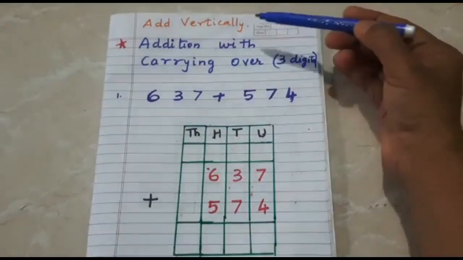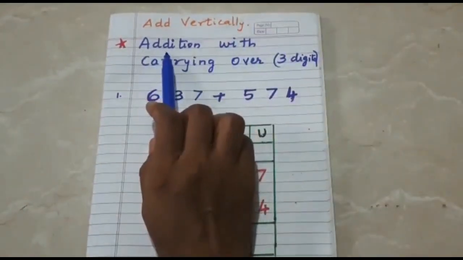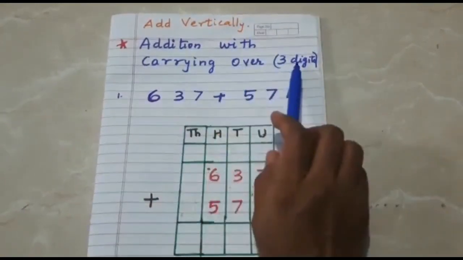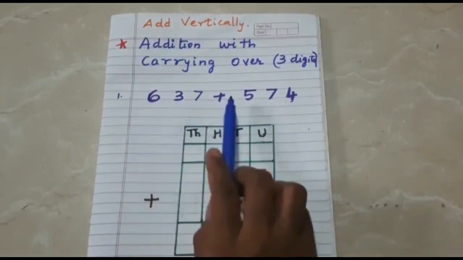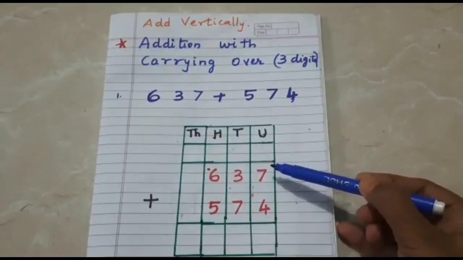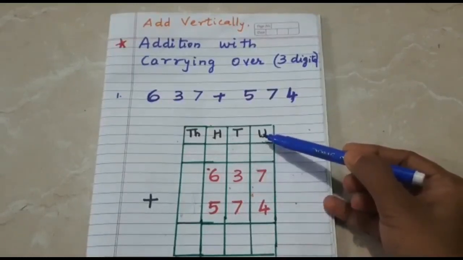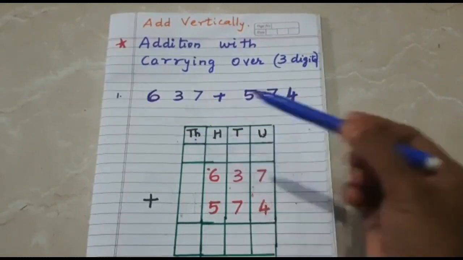Now students, we are going to learn add vertically. That means we are going to start with the addition with carrying over of 3 digits. Here I have taken 637 plus 574. I have drawn columns, mentioning units, tens, hundreds and thousands.